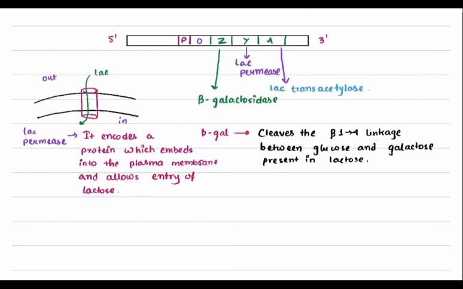And transacetylase, which is not so important, is responsible for adding an acetyl group to beta galactosidase. So these are the different functions of the different structural genes that are present in the Lac Operon.